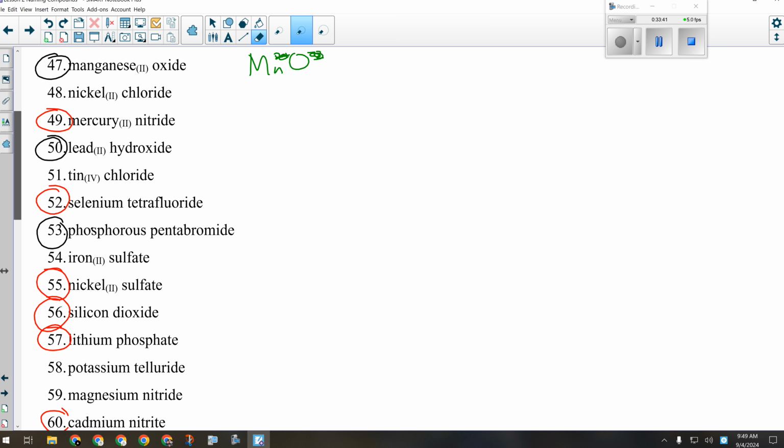All right, mercury 2 nitride, ionic or molecular? Ionic. Yeah, mercury is a metal. Okay, in this case, it's the 2 plus variety of mercury. It's with nitrogen, which is a minus 3. So that one, bring the 3 down, bring the 2 over, Hg3N2.